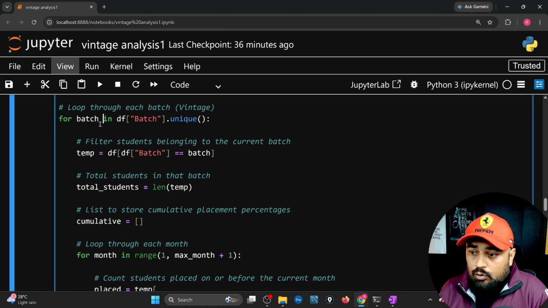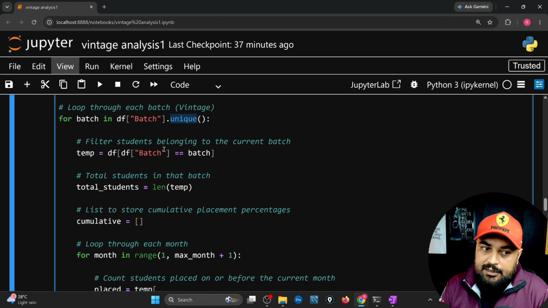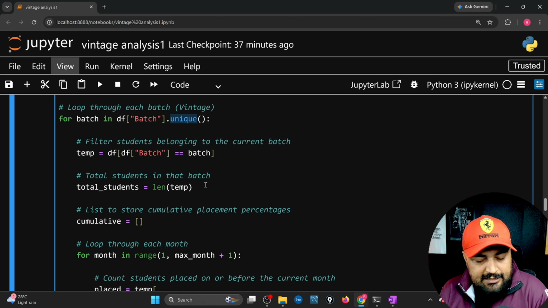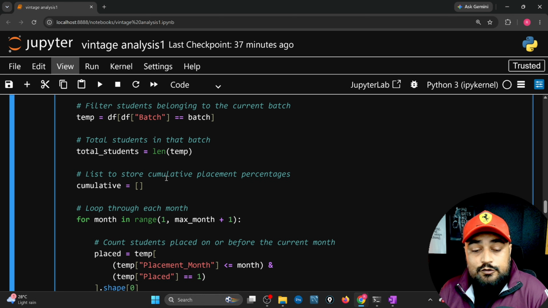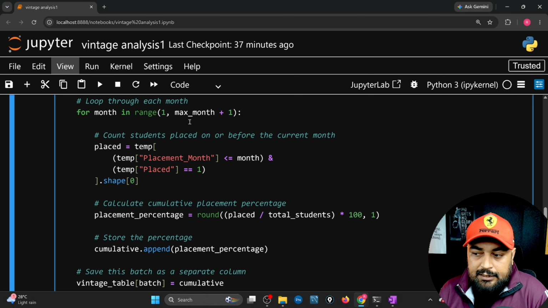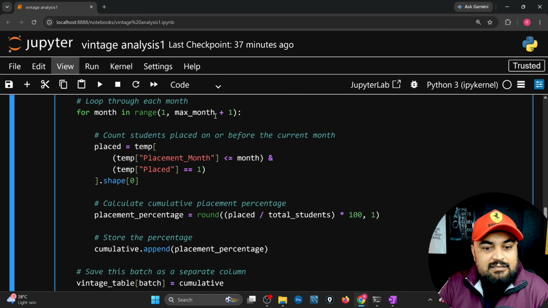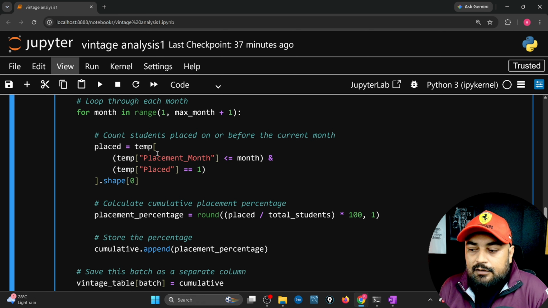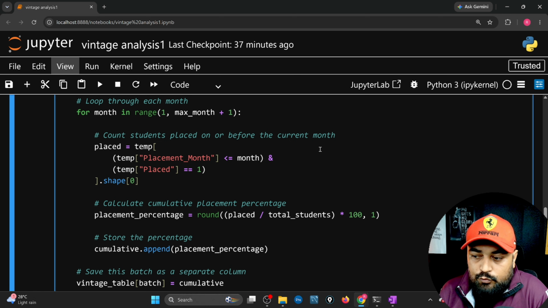Loop. So now for the batch, we will check only unique values. Then filter out the customers who belong to the current batch. Then total students in that particular batch. Then a list to store cumulative placement percentage. We are using the length function for the total count. Then I'm just giving a loop. We are using the range function here again, and we are increasing the max month by 1 so that the counter will be increased. And then I will count the student placement before the current month.